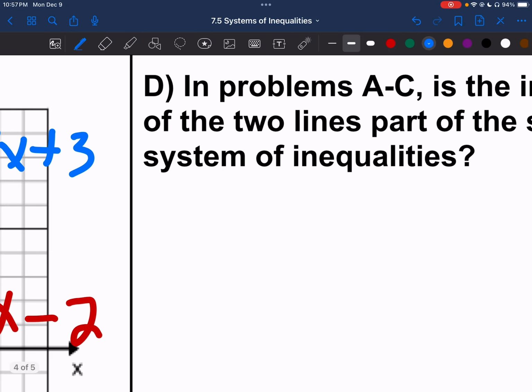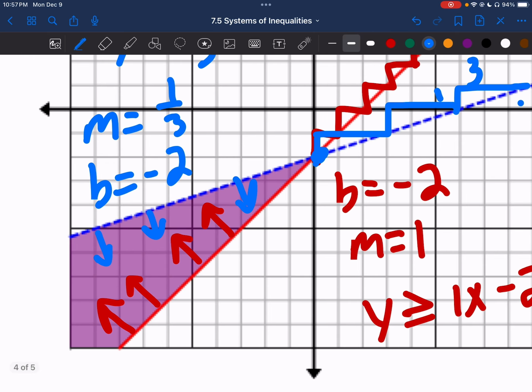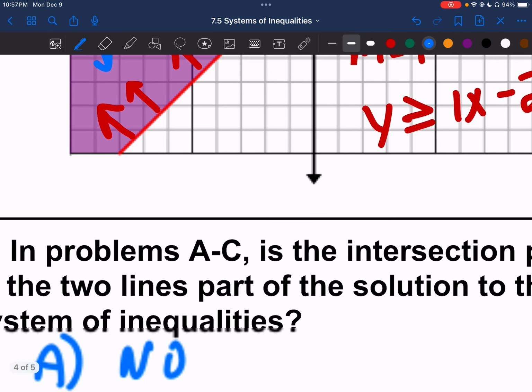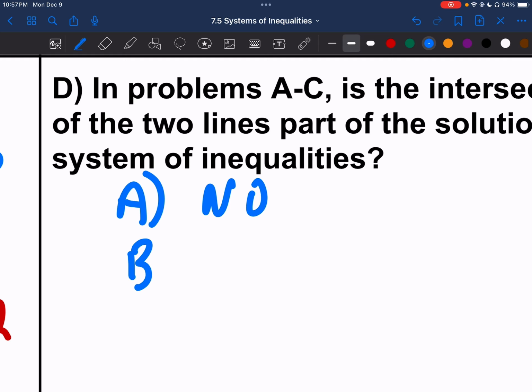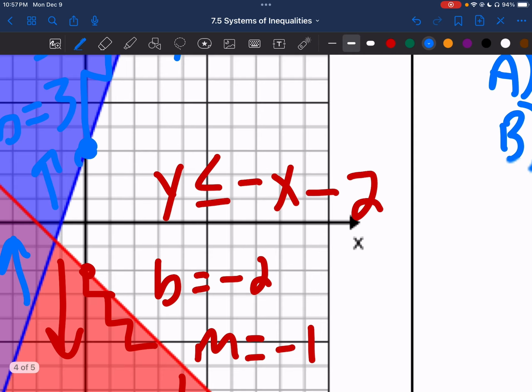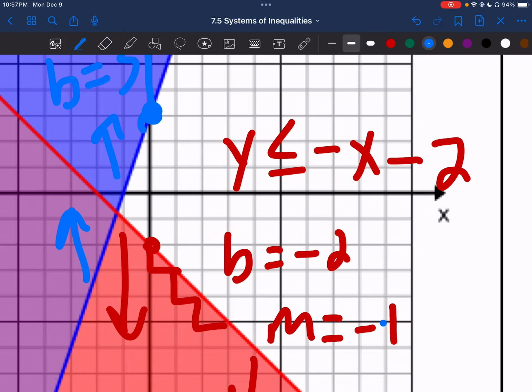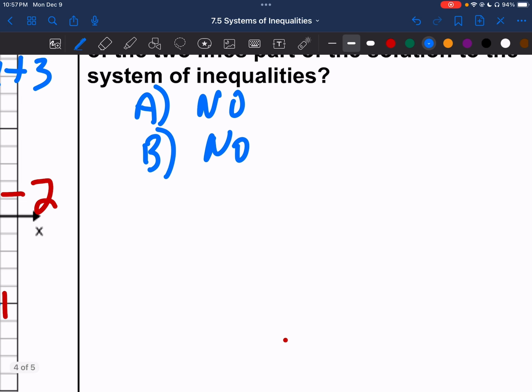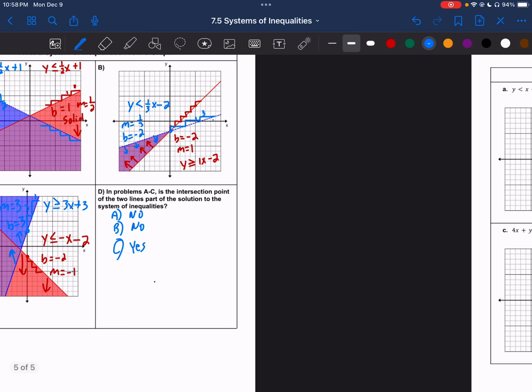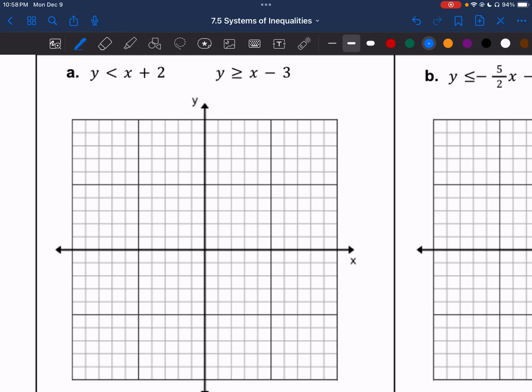Well, for letter A, the answer is no, because one is dashed, one is solid. In letter B, one is dashed, one is solid. So letter B is no. And letter C, they are both solid lines, so they're both equal to equations. So letter C is yes. All right, you can stop with the notes there if you are ready. If you would like to see me do a couple extra examples, there's 4 more examples in these notes. If you want to watch me go through those, stick around and I'll go through them.